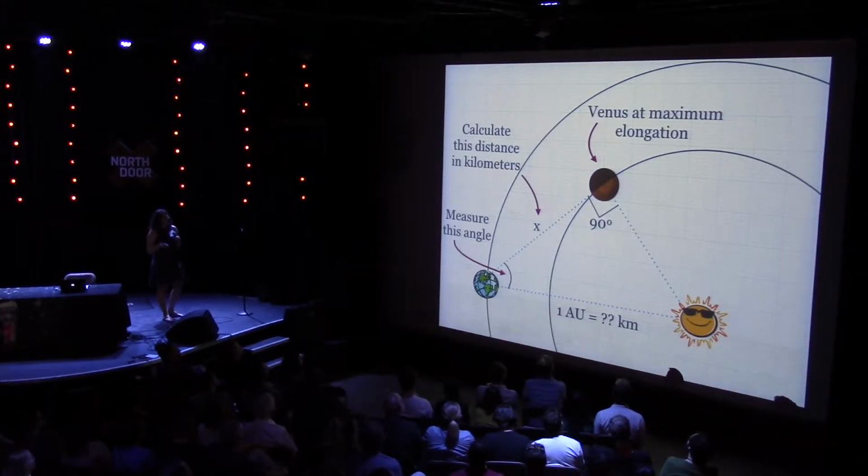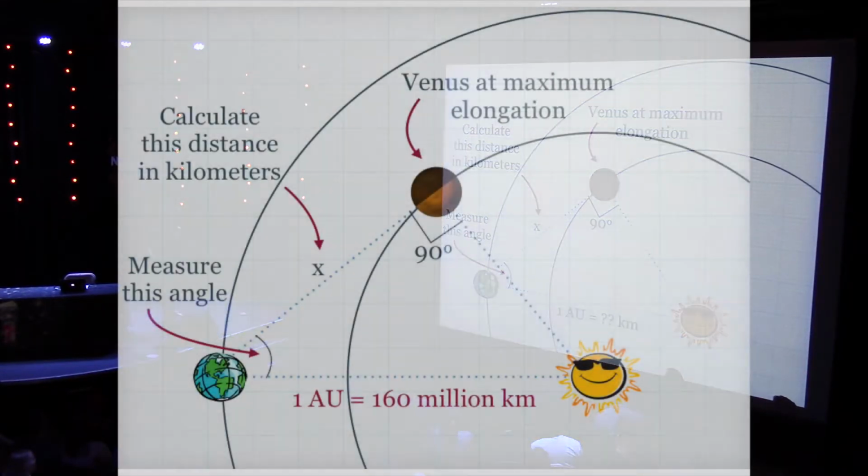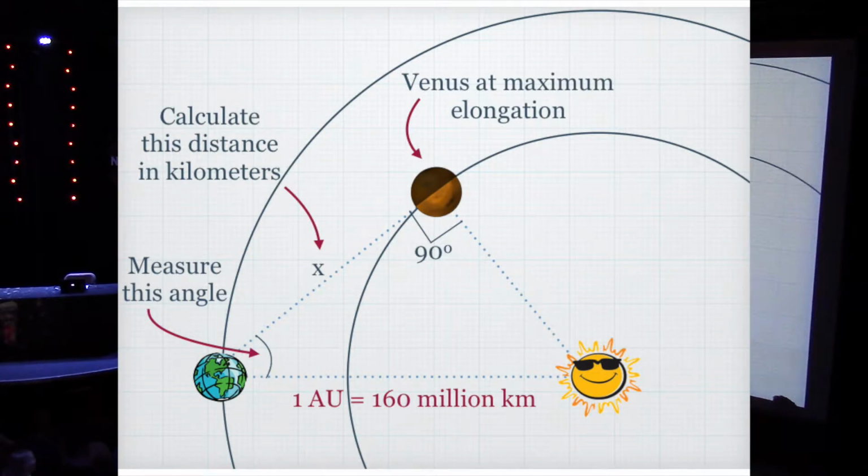His assumption was correct. And in doing that, he was able to use the angular size of Venus, and he was able to compute how far away it was knowing the actual size of Venus. And because he assumed the size of Venus was the same size as the Earth, which we have Eratosthenes to thank for, he was able to determine that 1 AU is 160 million kilometers. And he was only wrong by 7%.